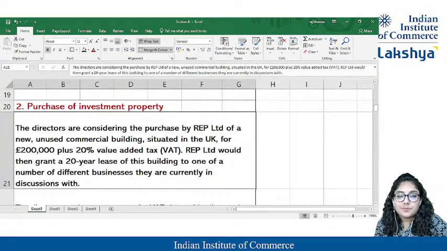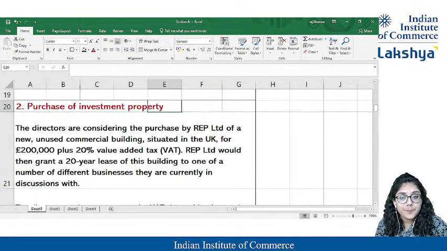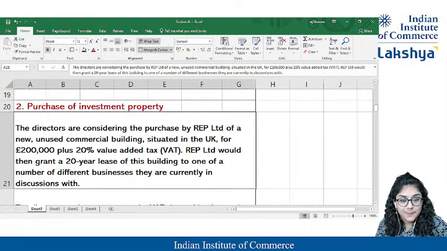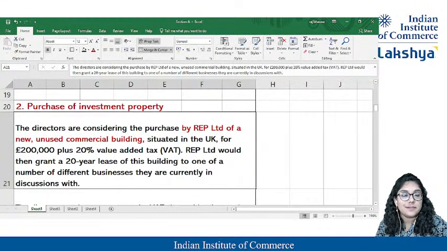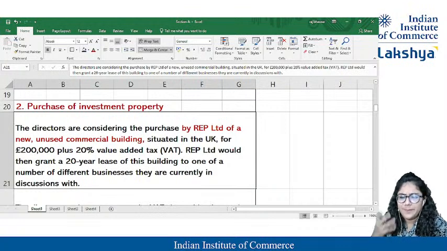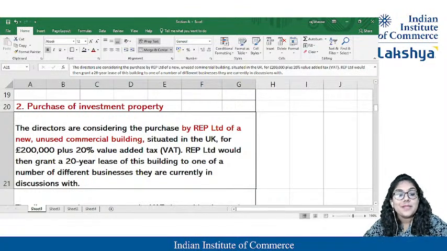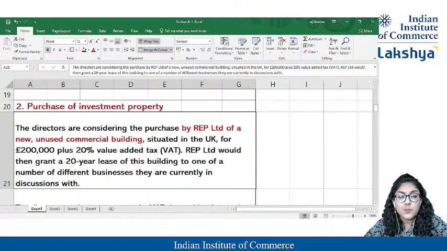Purchase of investment property. The directors are considering the purchase by REP Limited of a new unused commercial building. So it's a commercial building. They want to give it on rent, or maybe they can utilize it in their own business. It could be both ways. Situated in UK for £2 lakh plus 20% VAT.